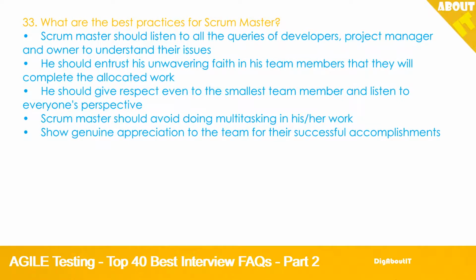33. What are the best practices for Scrum Master? Scrum Master should listen to all the queries of developers, project manager and owner to understand their issues. He should entrust his unwavering faith in his team members that they will complete the allocated work. He should give respect even to the smallest team member and listen to everyone's perspective. Scrum Master should avoid multitasking in his or her work. Show genuine appreciation to the team for their successful accomplishments.